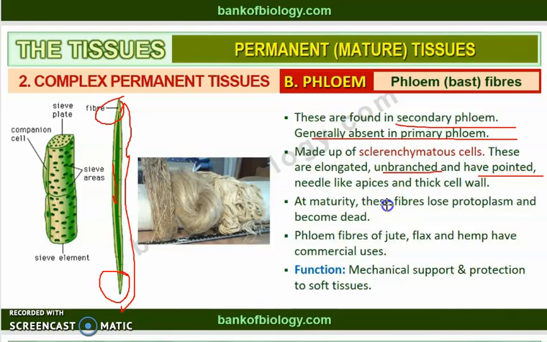At maturity, these fibers will lose protoplasm and they become dead. Phloem fibers of jute, flax and hemp have commercial uses. You would have heard about the jute, flax and hemp. So they are of commercial uses. And what is the function of this? It provides mechanical support and protection to the soft tissues. Okay, so it is providing mechanical support and protection to the soft tissues.